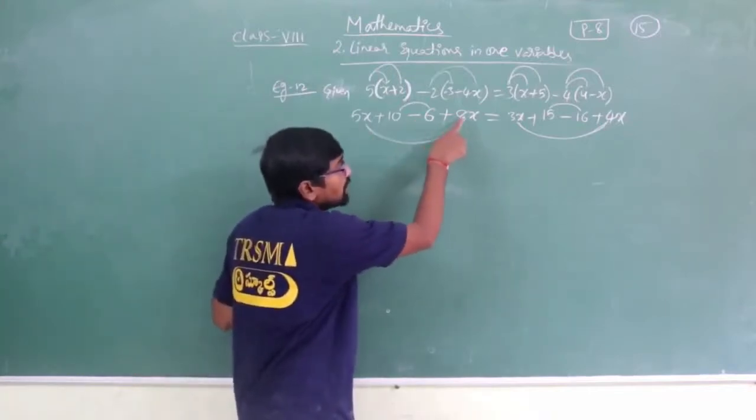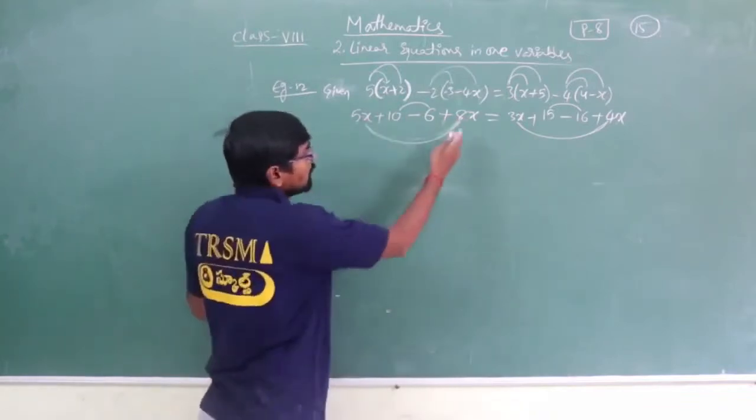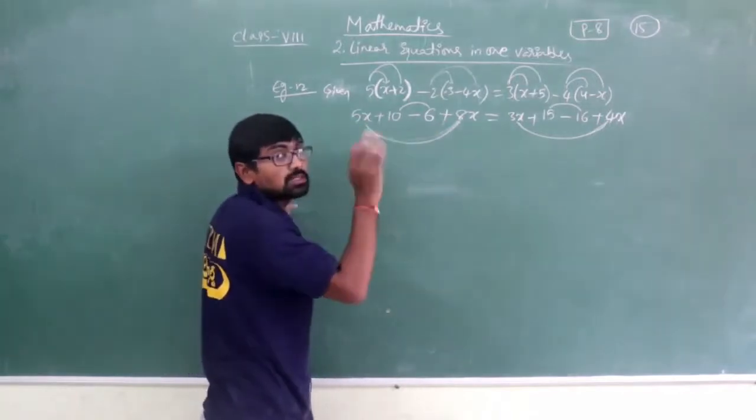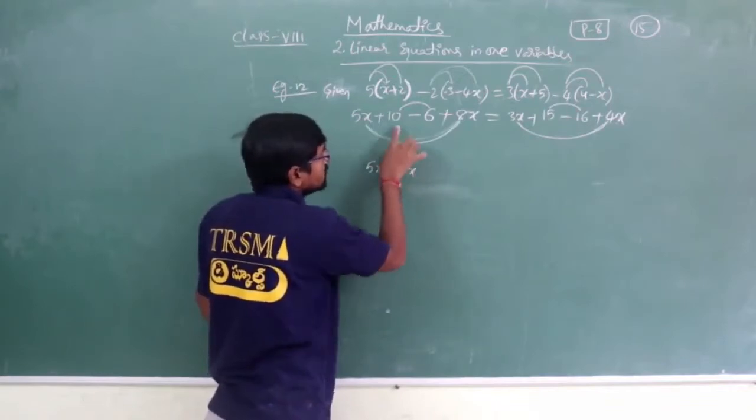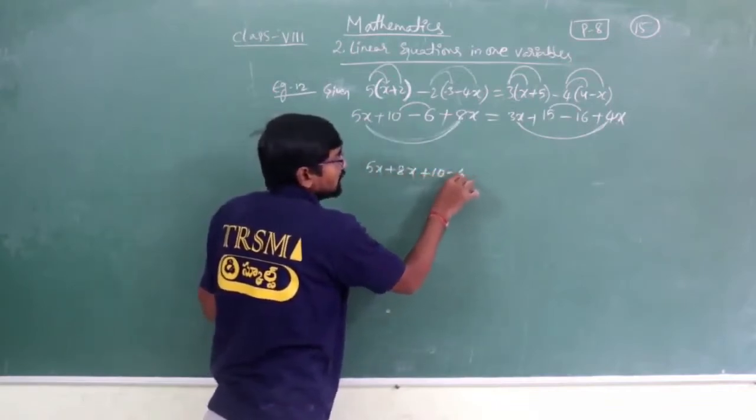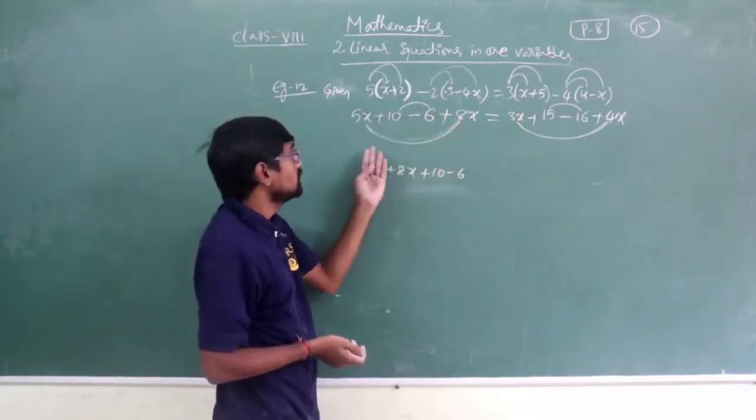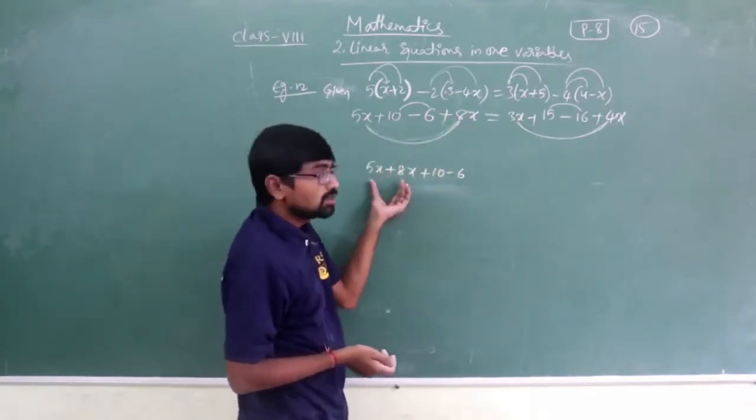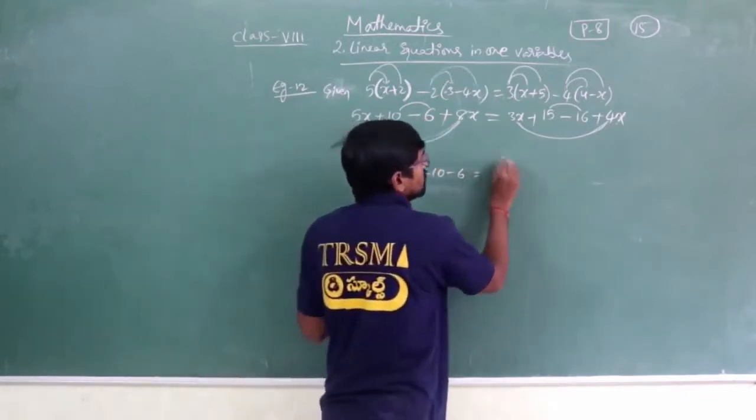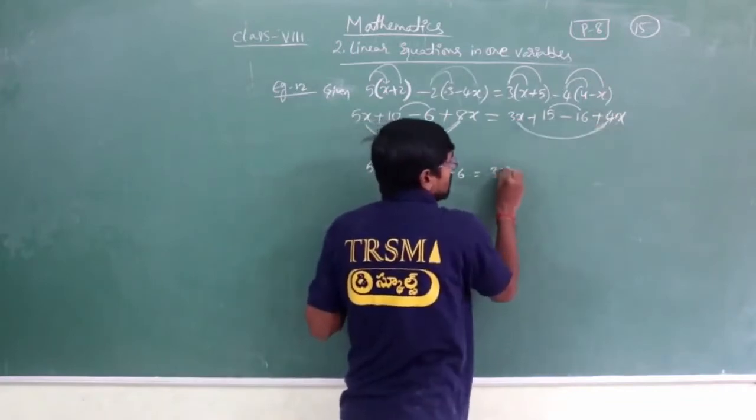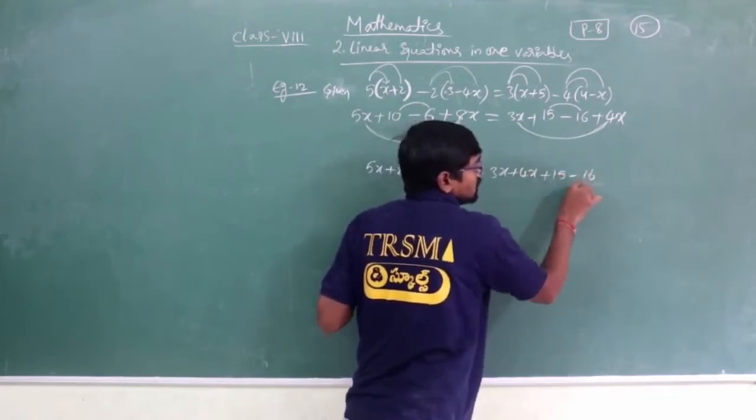So 5x and 8x, when I add, you can see here the symbol is plus. Let me write in an order so that you can understand it clearly. I am writing in an order 5x plus 8x. Here I have plus 10 and here I have minus 10. I have taken same terms beside one another. Similarly here also I will do the same: 4x, 3x, 3x plus 4x like terms, plus 15 minus 16.